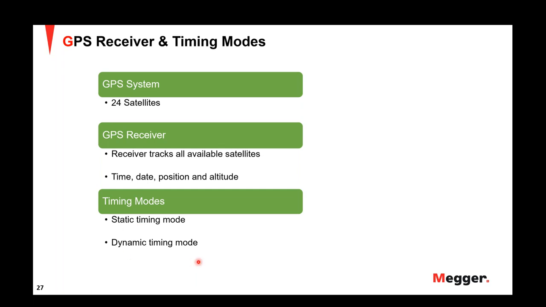Dynamic timing mode can be used when you don't have that information of the position, altitude and latitude, right? So you go into a substation, you have no information on that, you would have to set up your GPS antenna, have your setup ready, and then you could use the dynamic timing mode. In this mode, the unit continuously computes the position and derives the timing information from multiple satellites. So those are the timing modes.